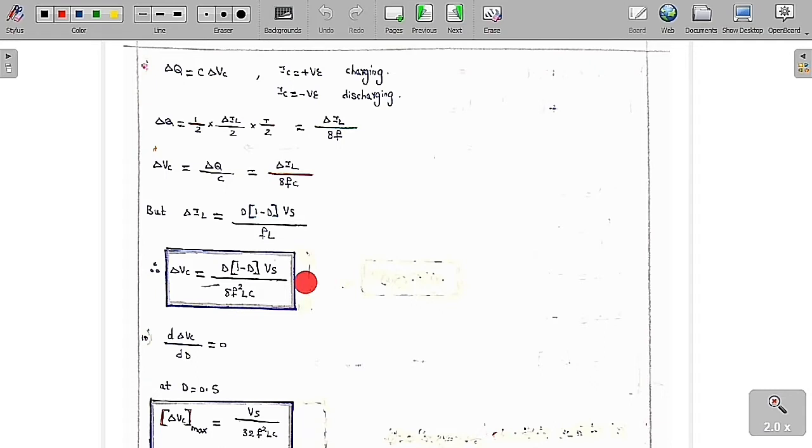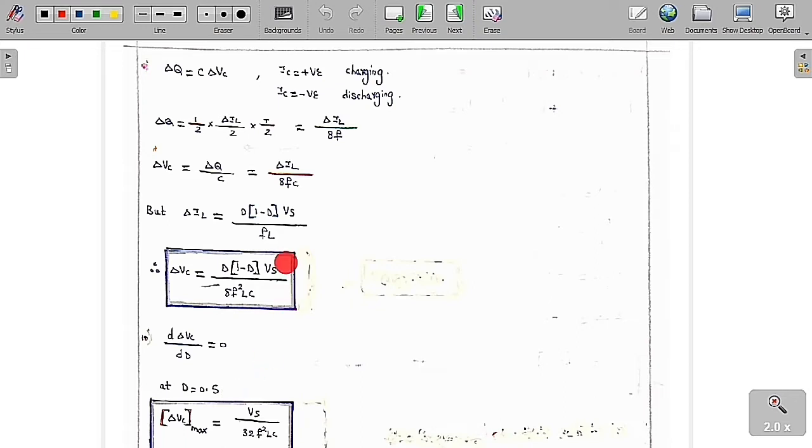See, now I want to do the derivative of this capacitor voltage with respect to D. At what D am I going to get the maximum amount of change in capacitor voltage or the output voltage? So if you set this derivative equal to 0, we are going to get D is equal to 0.5. So at D is equal to 0.5, we are going to get the maximum amount of change in capacitor voltage or the output voltage.